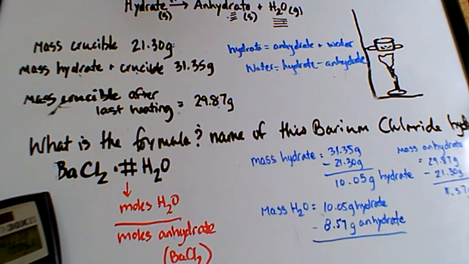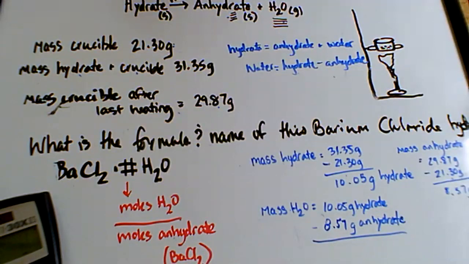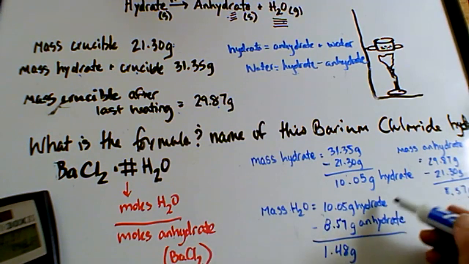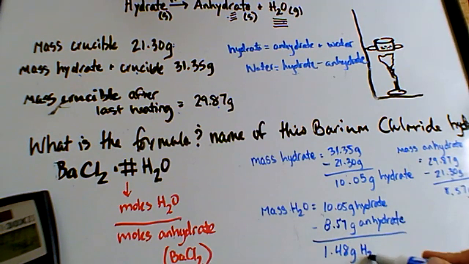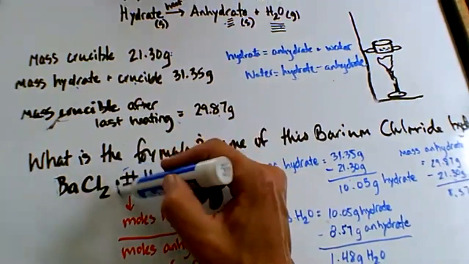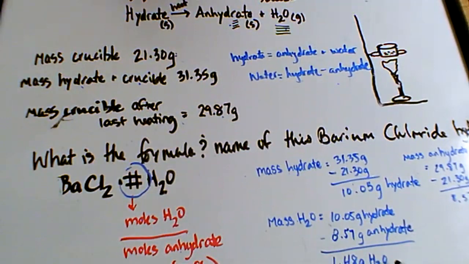Okay. Nice and labeled, nice and labeled, nice and labeled. What do I get there? 10.05 minus 8.57. I should have done that in my head. I get 1.48 grams, and the hydrate minus the anhydrate is water. So, in order to solve a hydrate problem, I need moles of water. Well, I need to turn my grams of water into moles of water, and I'll do that by dividing by the molar mass.